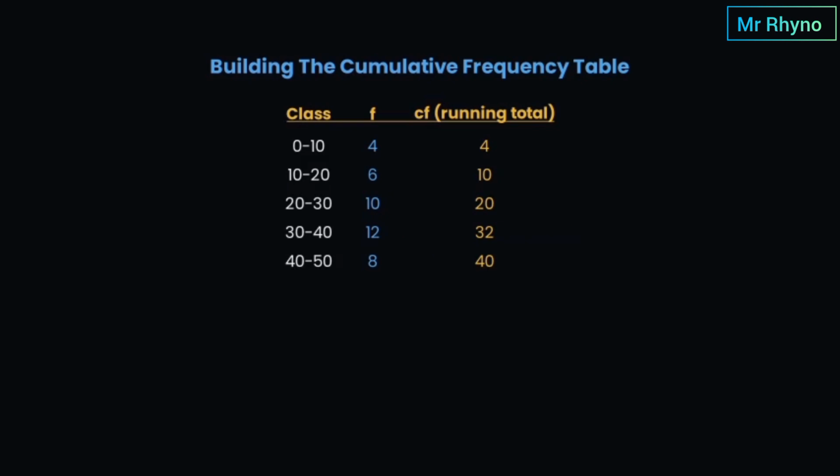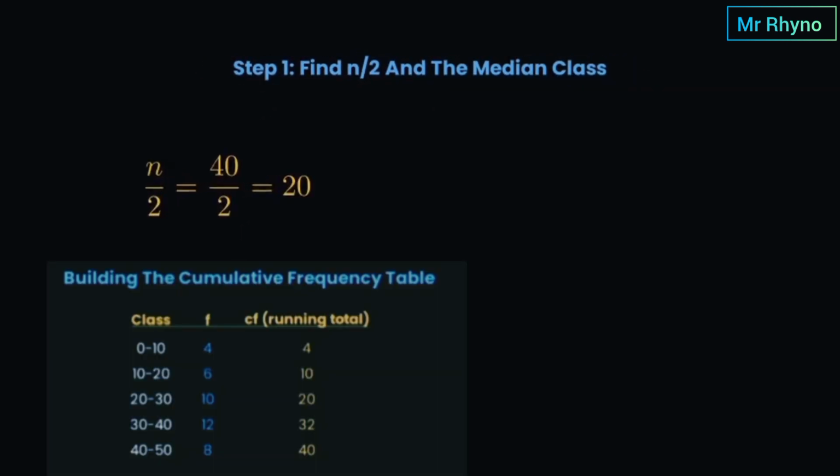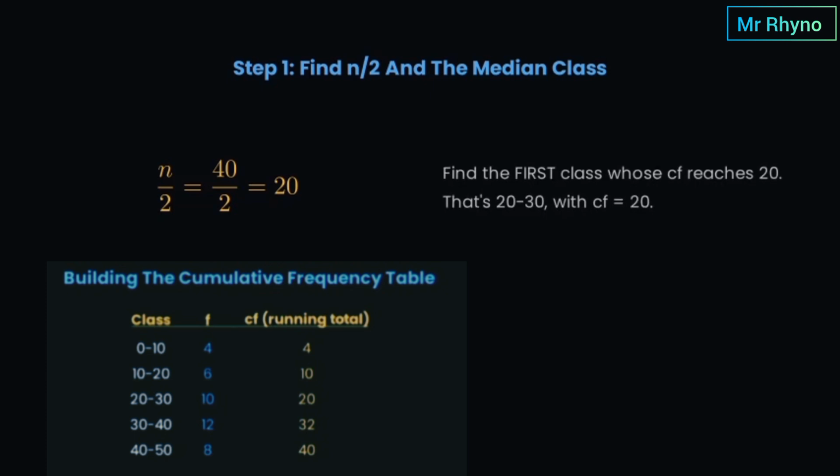The median formula is L plus N over 2 minus CF, divided by f, multiplied by h. N over 2 is 40 over 2, which is 20. The median class is the first class whose cumulative frequency reaches 20. Looking back at our table, that is 20 to 30, right exactly where CF hits 20.